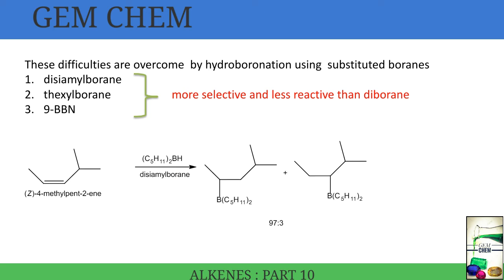So we use C5H11 whole 2 BH, that is decimal boron, and we see that the ratio has improved. Here, in the case where there is less hindrance, the ratio is 97:3%, right? Here hydroboronation has taken place.